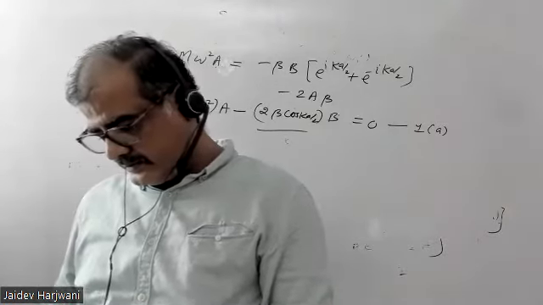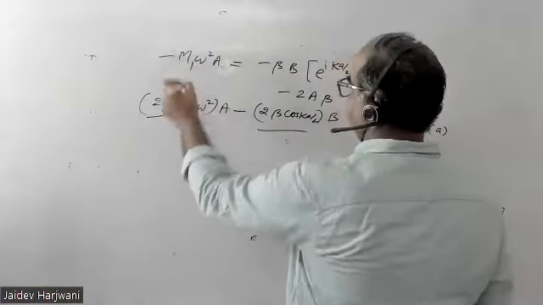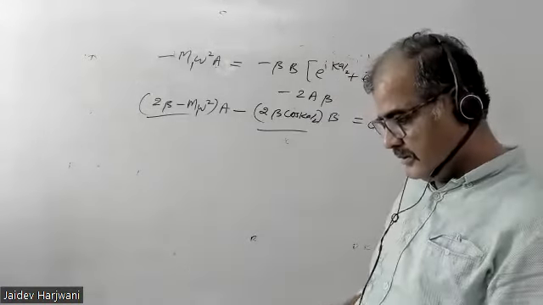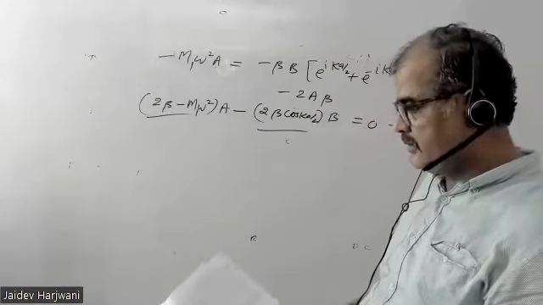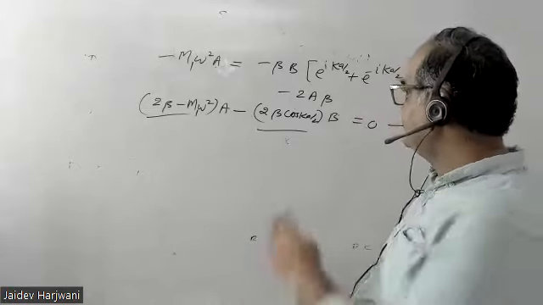Sir, it is m1, na? Yes, m1, sorry, this is m1. What are you getting, let me know. So (2β + mω²) a − 2β cos(ka/2) b = 0.